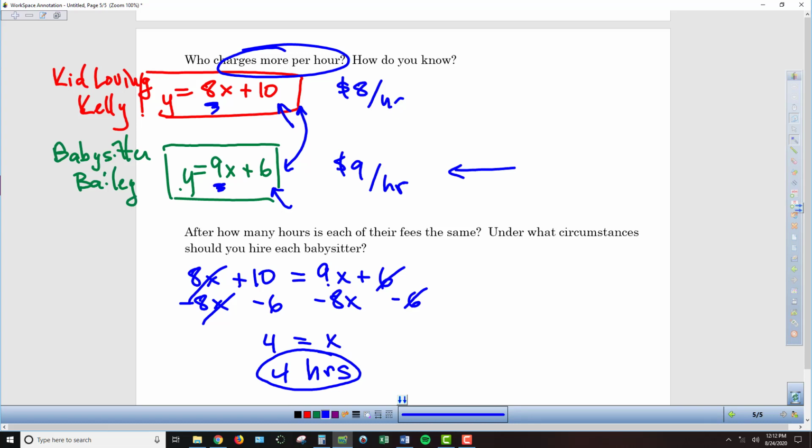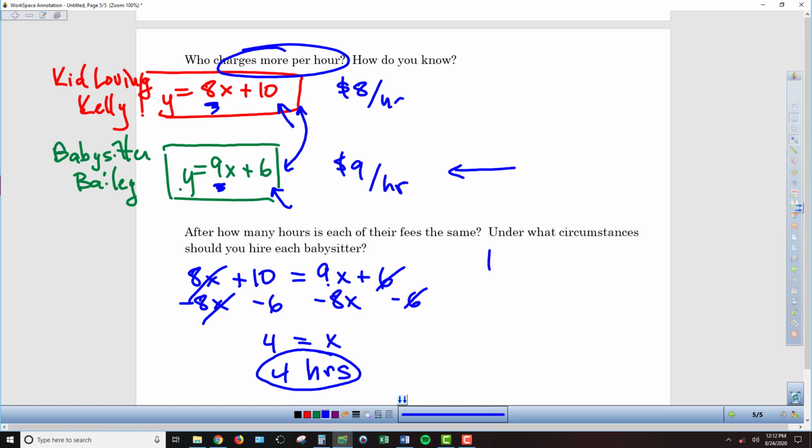And if we plug that back into each of the equations, 8 times 4 is 32, plus 10 is $42 for Kid Loving Kelly, and the same thing's true for Babysitter Bailey. 9 times 4 is 36, plus 6 also equals $42. So then the question becomes, under what circumstances should you hire each babysitter?